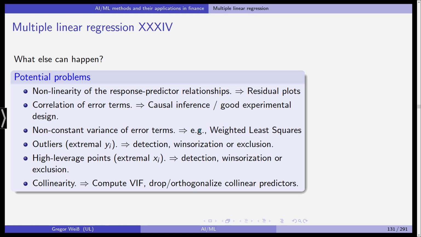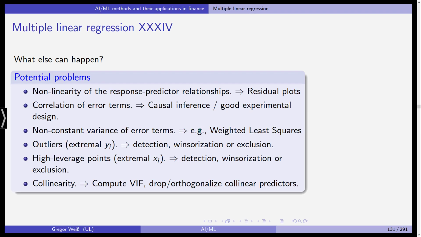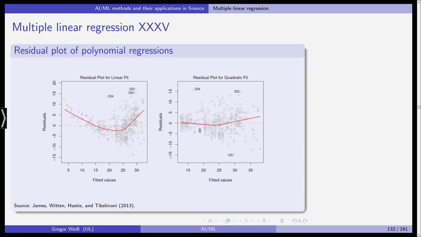And how can we decide whether we have collinearity? We can use the so-called variance inflation factor, and I'll get to these in just a bit. So let's start with the nonlinearity of the response-predictor relationship.